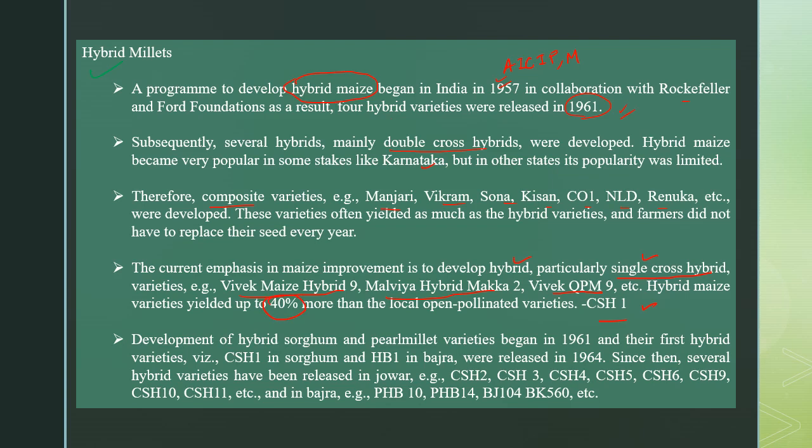Development of hybrid sorghum and pearl millet also began in 1961, and the first hybrid variety, CSH1, was developed in sorghum. In the case of bajra, it was HB1, hybrid bajra 1, released in 1964. Since then several hybrid varieties have also been developed in jowar like CSH2, 3, and so on, and in bajra PHB 10, PHB 14, etc.